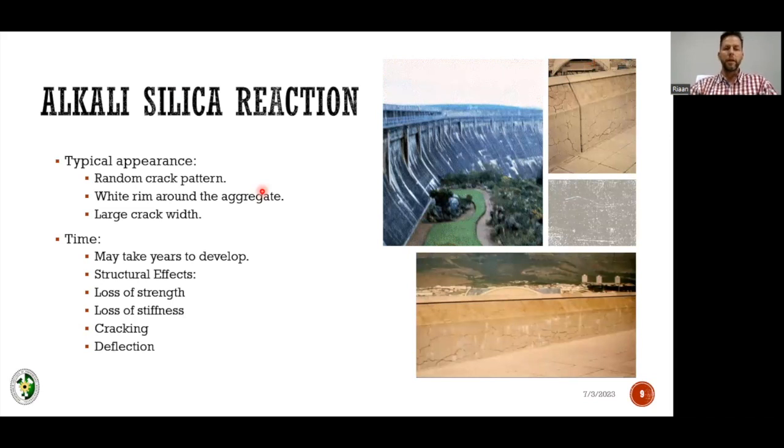So it may take many years to develop. The structural effects are loss of strength, loss of stiffness, cracking, and deflections. So this is no good. This is where you end up, unfortunately, up that creek without a paddle, if I can put it bluntly. And to mitigate once you are here, there's nothing much you can do. This is a rebuild consideration, putting it straight.